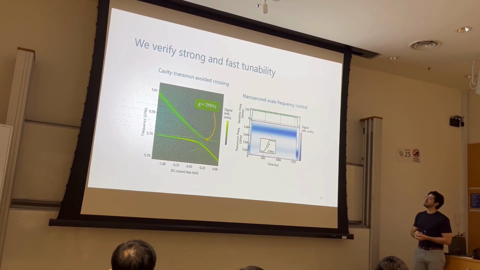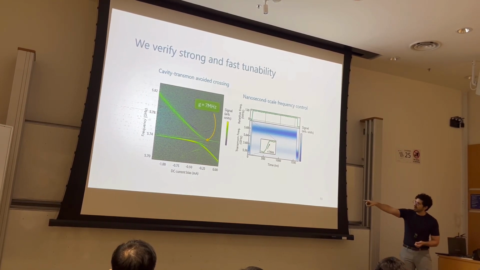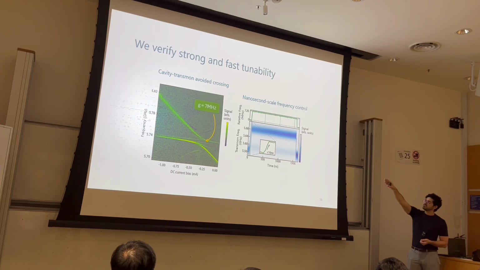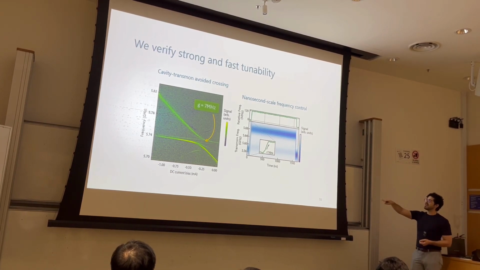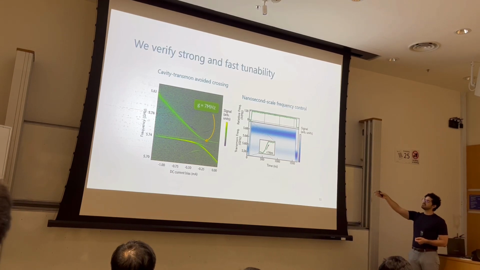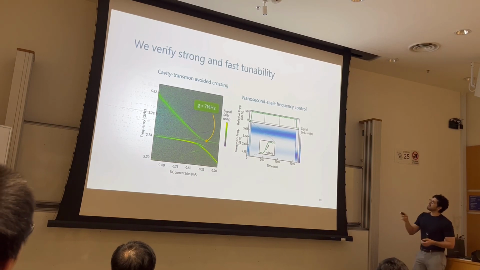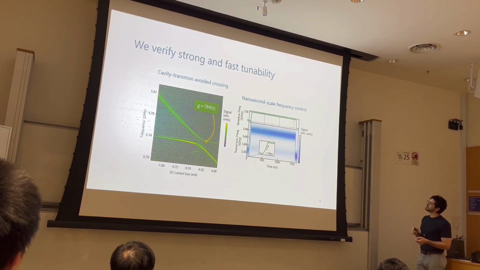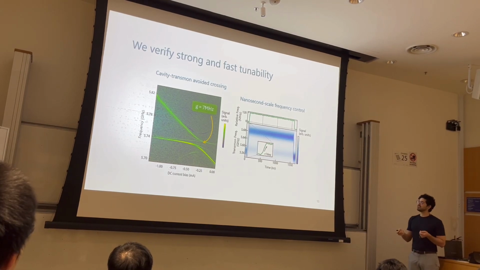check its frequencies. So here you can see on the graph on the left, as a function of the current on the coil, that you have a flux tunable transmon, the frequency going down, crossing the cavity frequency that is static. So they show an avoided crossing, which indicates an interaction strength of approximately 7 megahertz. And more than that, we also see in the graph on the right that you can enact these changes of frequency really fast.